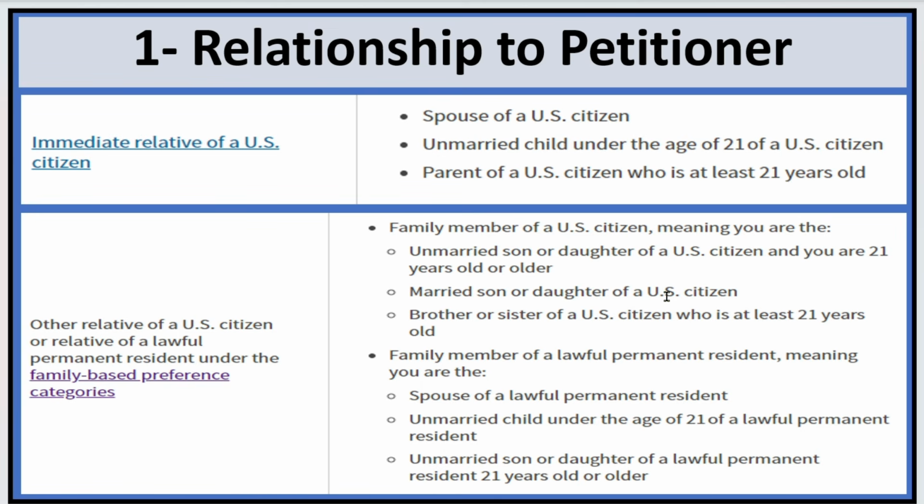So immediate relatives of a U.S. citizen are a spouse of a U.S. citizen, unmarried child under the age of 21, and parent of a U.S. citizen. For non-immediate relatives of a U.S. citizen, we have unmarried son and daughter of a U.S. citizen, married son or daughter, brother or sister. For green card holders, we have a spouse, we have unmarried child under the age of 21, and we have unmarried son or daughter 21 or older.